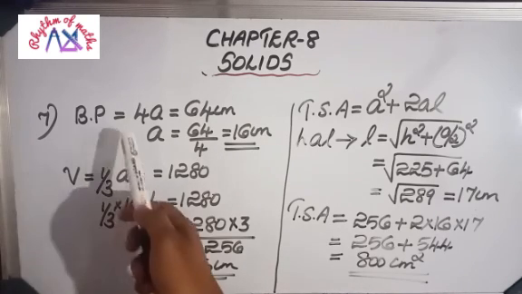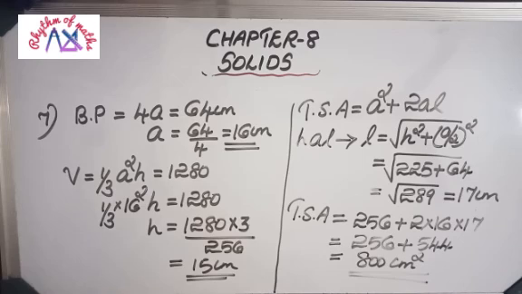Start from base perimeter and volume. Okay, this is the answer for the 7th one. So this section is also over. Total 7 questions. Hope you understand.